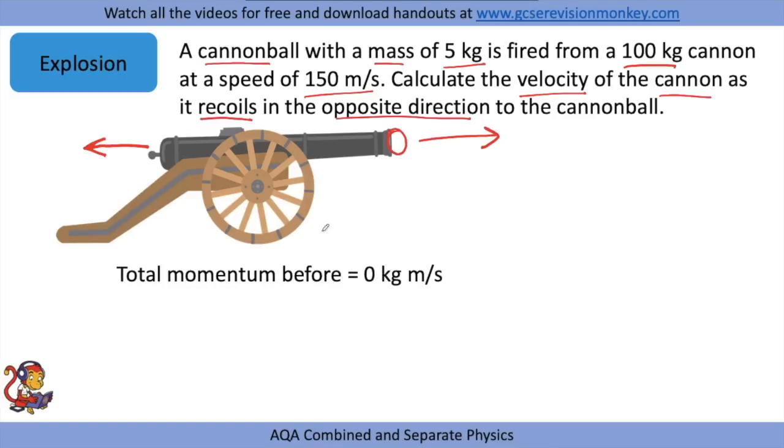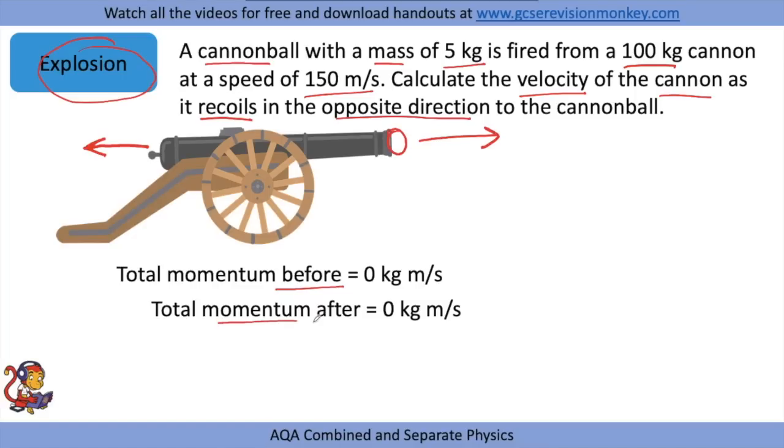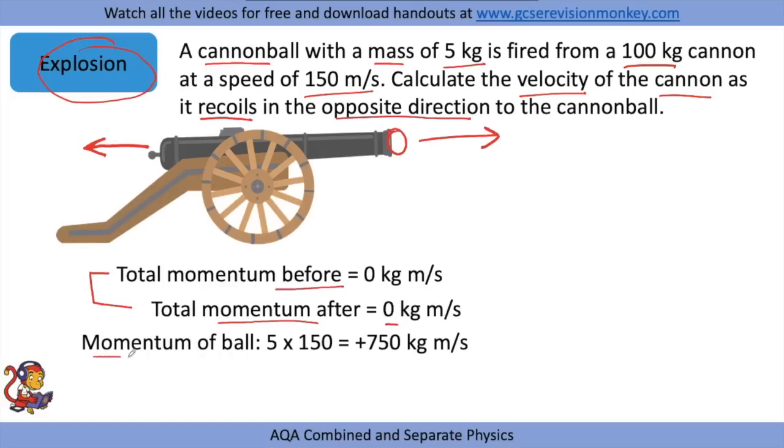And that is because before the explosion, everything is stationary. The cannon is stationary and the cannonball inside is stationary. So nice easy one, we know the momentum before is going to be 0. That means the momentum afterwards must also equal 0, because momentum is conserved. So we can work out the momentum of the ball from the information in the question, because we have been told it has a mass of 5 kilograms and it travels with a speed of 150 meters per second. So mass times velocity is equal to 750 kilogram meters per second.